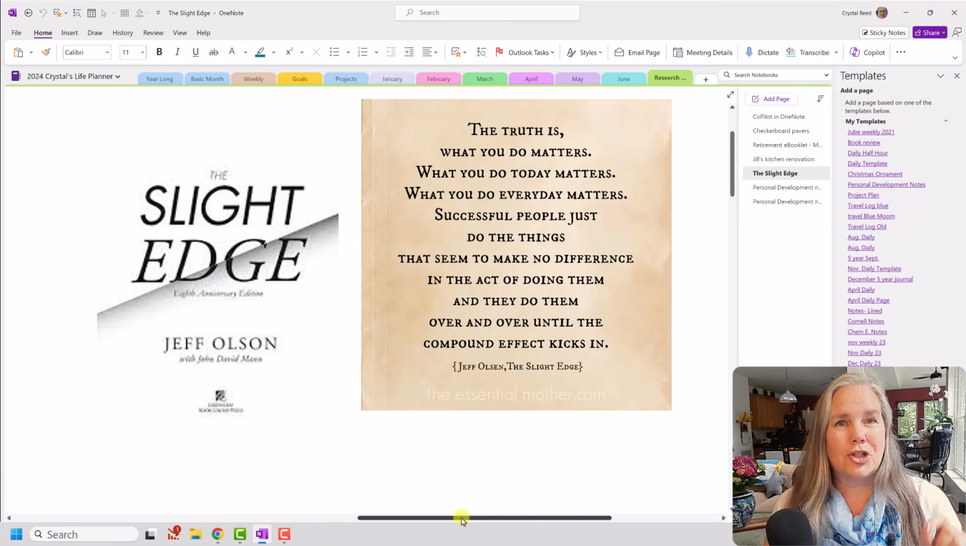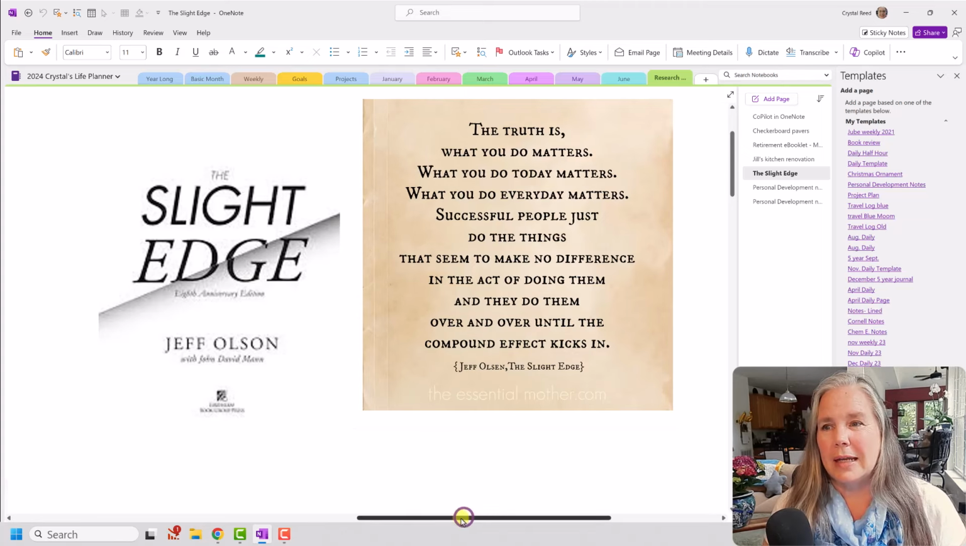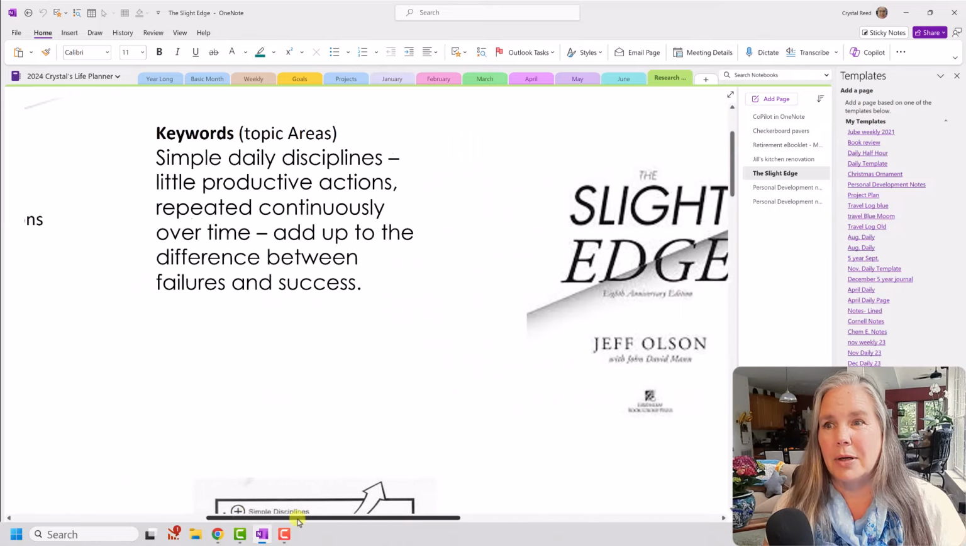Do the things, show up, do the work, put in the time, stick with it for the long haul, have a positive attitude, and hopefully things will work out. Okay? All right. So that's the essence of the book. That is the cover of the book.